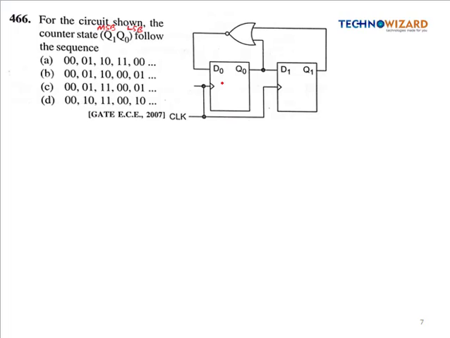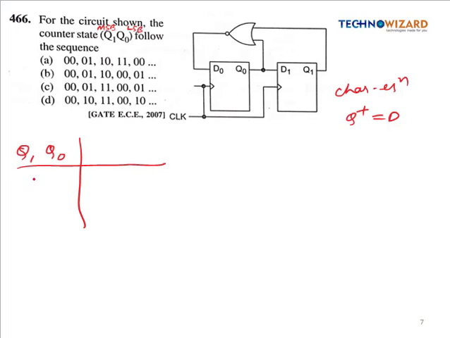First of all we should know the characteristic equation of the D flip-flop. For the D flip-flop, the characteristic equation is Q positive is equal to D. So now this is Q1 and Q0. Since no initial state is mentioned in the question, we will assume that it is initially at 0 0. Now we have to find out the next state. This is equal to Q1 positive. From the characteristic equation this will be equal to D1, and here the D1 input is connected to Q0, so this will be equal to Q0. Similarly the next state Q0 positive is equal to D0 from the characteristic equation.